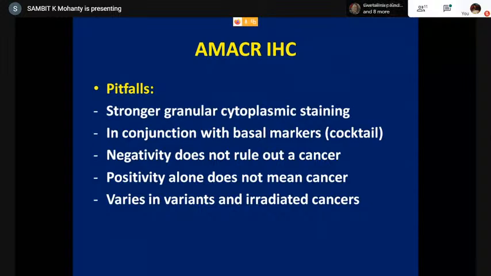If it is positive but the basal cell markers are present, then you are either dealing with an intraductal spread of a cancer or it is a completely benign gland. If it is negative, that doesn't mean it is a cancer without evaluating it in conjunction with the basal cell marker. It varies in variants and in irradiated cancer.